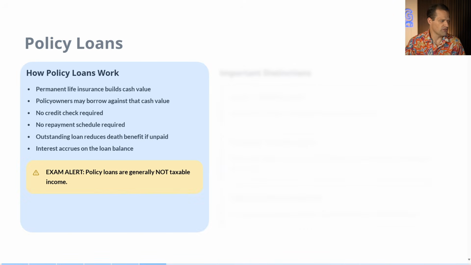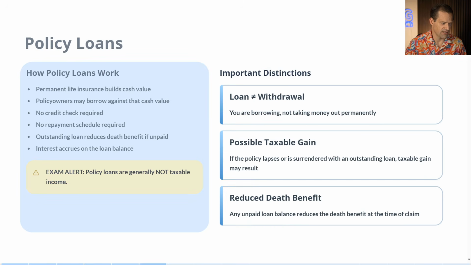So policy loans work with permanent life insurance that builds cash value, and the owners can borrow against it. No credit check is needed. No repayment schedule is required. And the outstanding loan reduces the death benefit if unpaid, and the interest accrues on the loan balance. So policy loans are generally not taxable income.